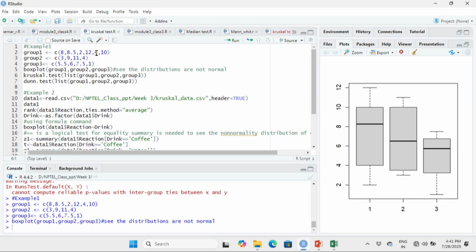Now, the Kruskal test syntax is kruskal.test, and list means you are binding 3 groups, group 1, group 2, group 3. As there are 3 groups, you have to use the syntax list. Okay, let me run that.